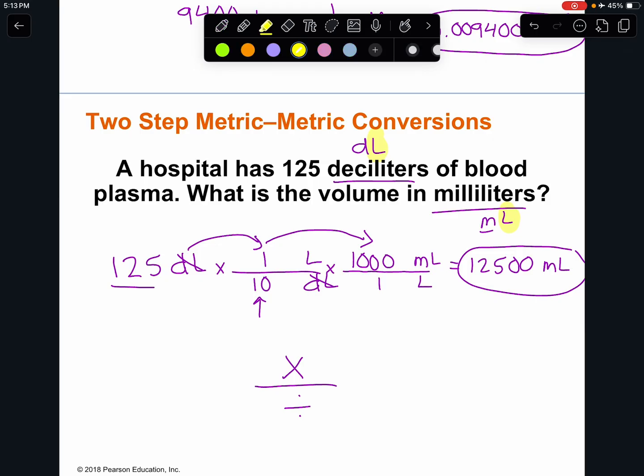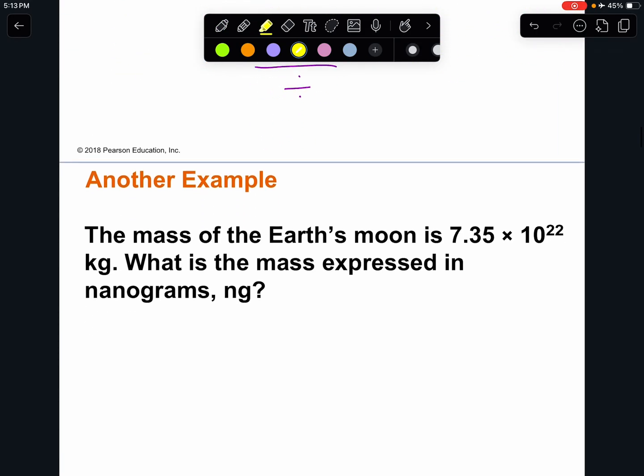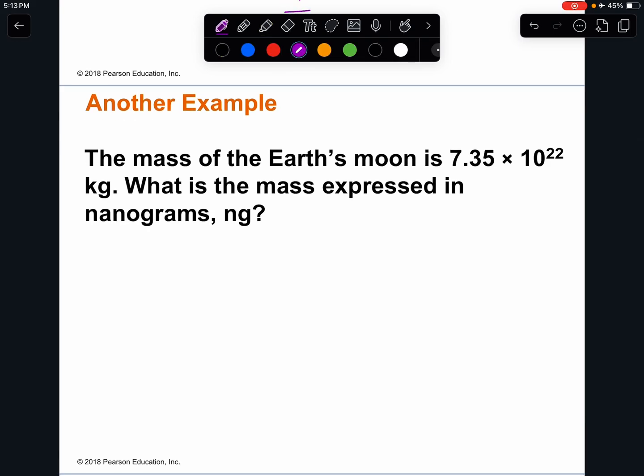So that is a two-step problem because you have to stop at the intermediate, which in this case was liters. Go ahead and do one more example here. So 7.35 times 10 to the 22nd kilograms. So we're going from kilograms to nanograms. So our base here, which is the unit without the prefix, is going to be grams.